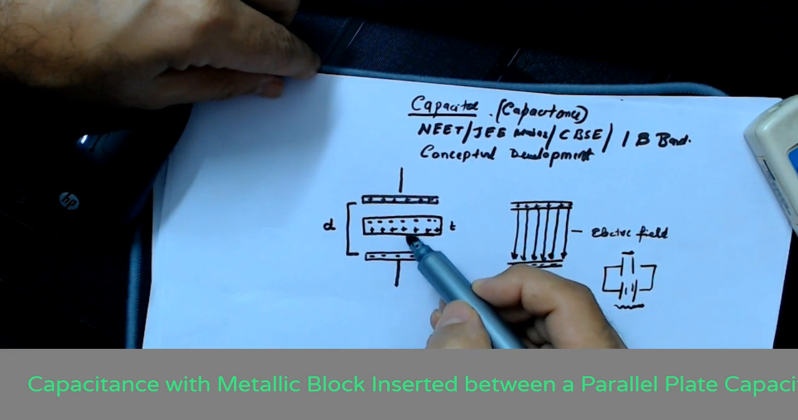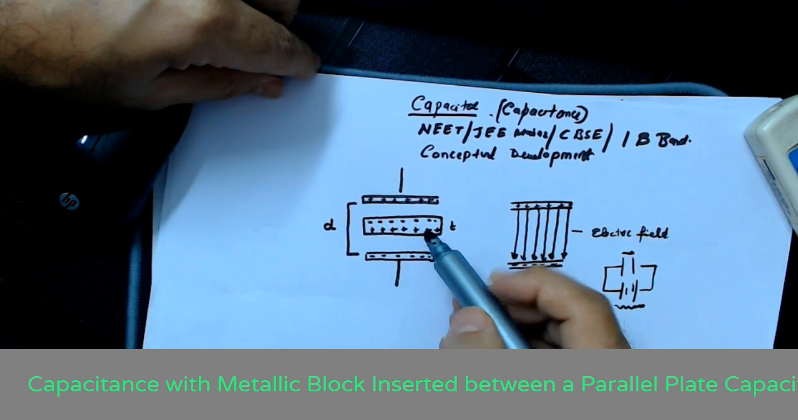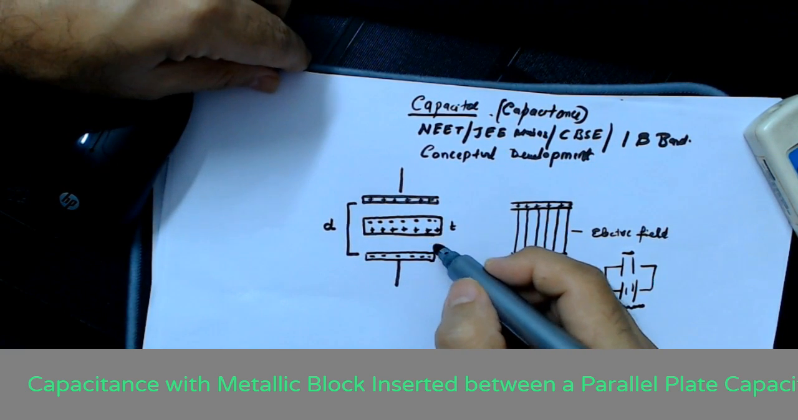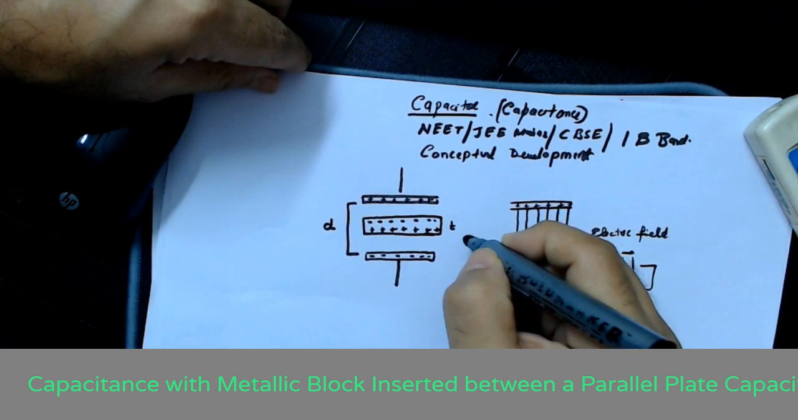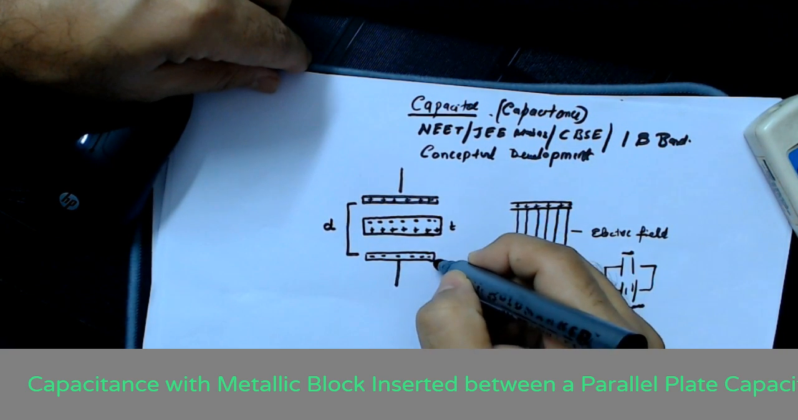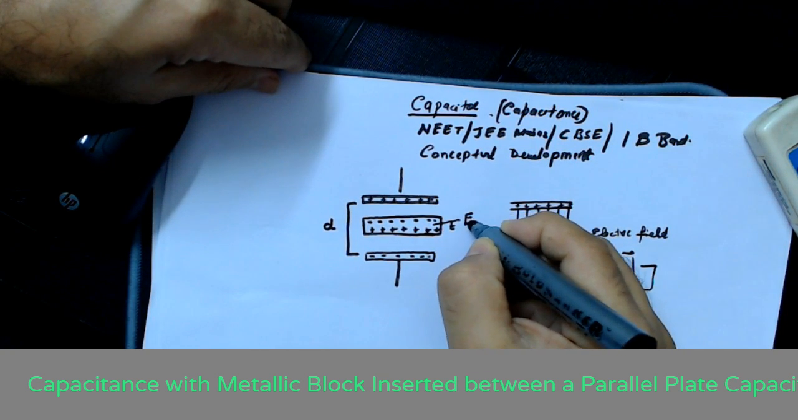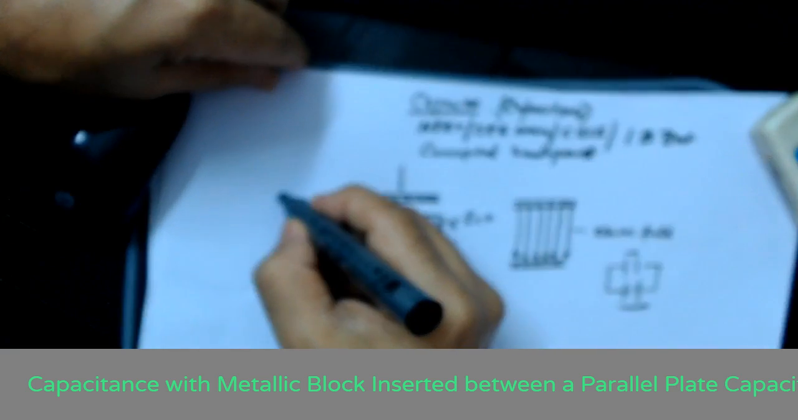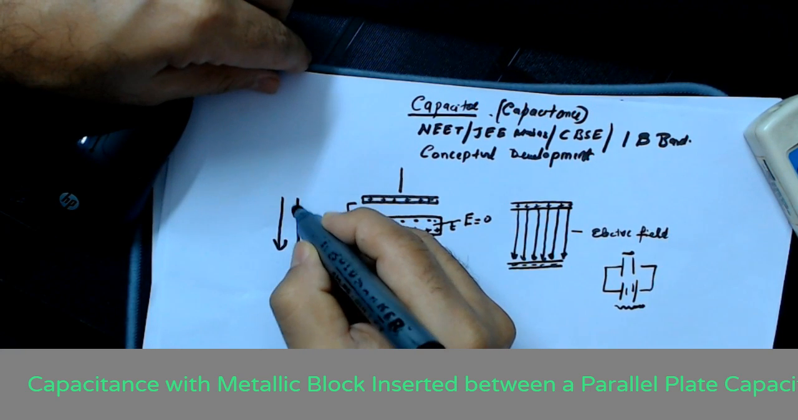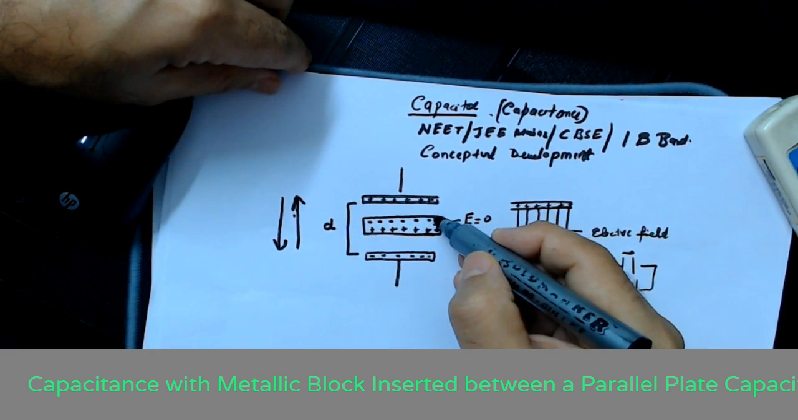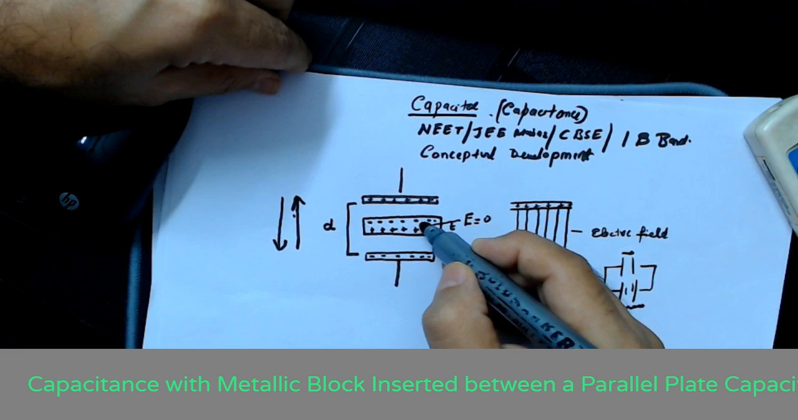And when you introduce a metallic block, it gets polarized, so to say, and completely neutralizes the electric field due to the parallel plates of the capacitor. So if you talk about the electric field inside the metallic block, E is 0, because you have an external electric field coming from the capacitor, and then an equal and opposite electric field being produced because of the polarization of the metallic block. So the net electric field inside the metallic block is 0.